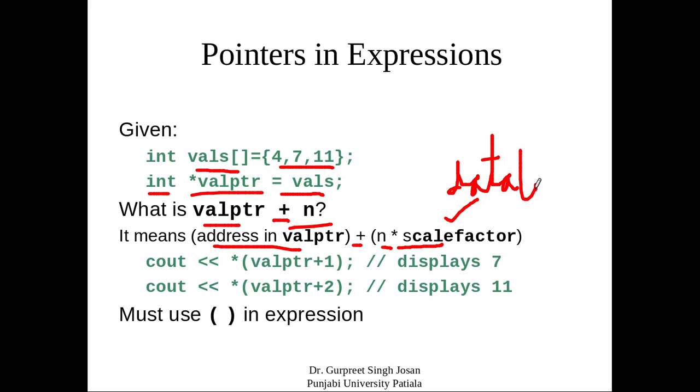So in this case the data type is integer. Because the data type is integer, the scale factor will be 2. So it is basically the size of that particular data type multiplied by n. Whatever the value of n here is, that will be multiplied by the scale factor, and whatever the result here is, that will be added to the pointer variable. So for example, in this case valuepointer plus 1, valuepointer is the base address stored in this particular variable. Plus 1 means it will add the value 2 and it goes to the second location. Similarly, plus 2 means it goes to the third location.